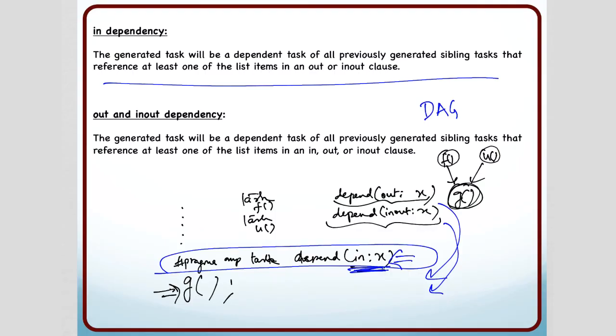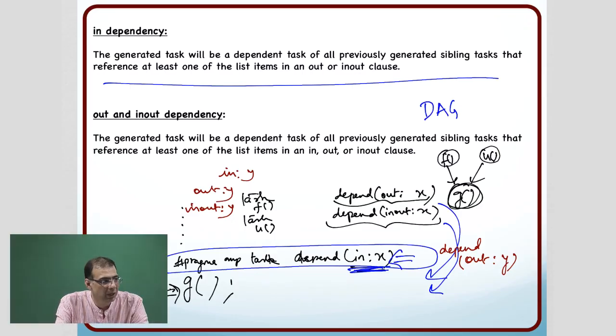That covers just about everything, right? So what that means is that if I have, so depend out colon y, then any previously generated sibling task, if it had y in its list of in dependencies or out dependencies or in out dependencies, any of the three, this will be a dependent task of those tasks. It pretty much covers everything, right? If I see y in either in, out or in out, I'm not going to execute this task until that task is done.